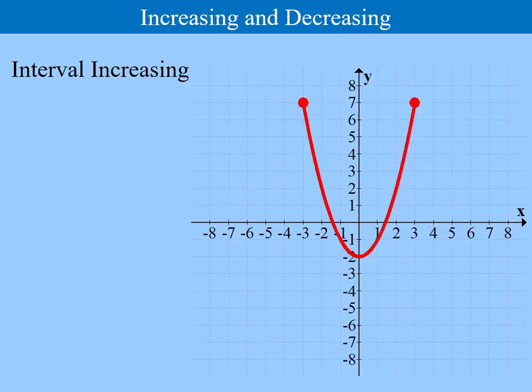Now, the idea of increasing and decreasing is pretty easy to catch on to. If you're going left to right along a graph, is it going up, or going down? You can see on this one, on the right-hand side, the blue part that's highlighted, if we were tracing with our pencil from left to right, that would be going up, increasing. So that portion of the graph represents increasing.